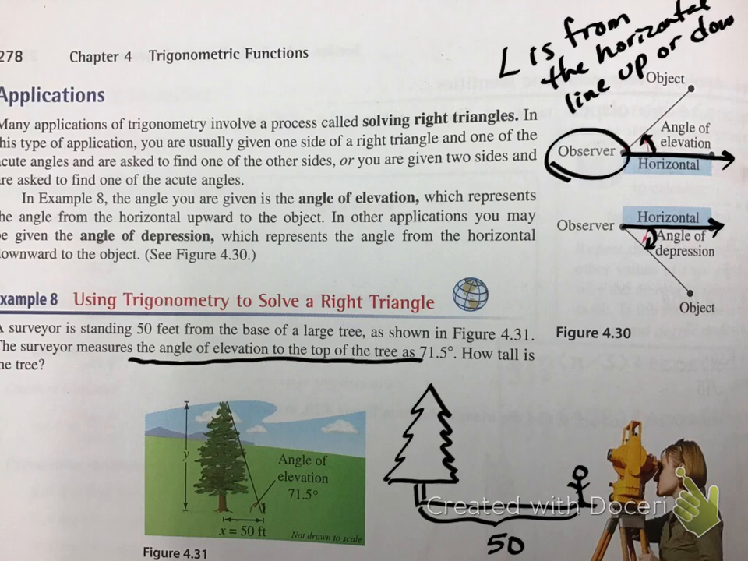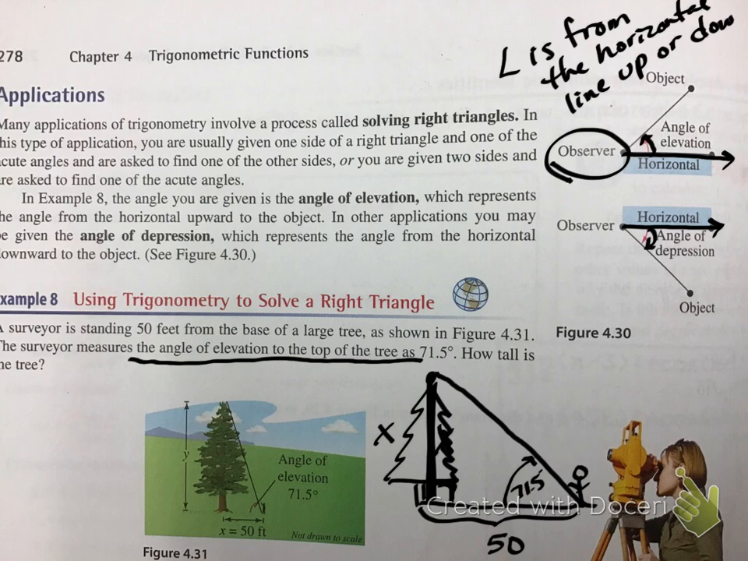The angle of elevation is from the observer up to the top of the tree. Make that tree grow a little. The angle of elevation is 71.5 degrees. How tall is the tree? So there is our x, and there's our right angle, and we have a right triangle.